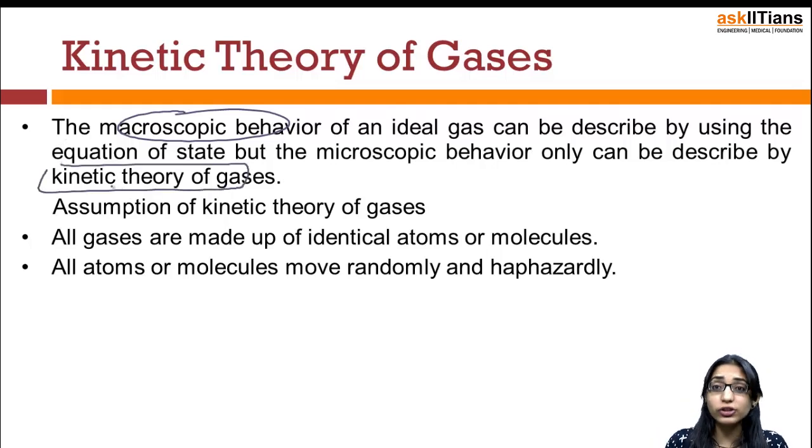Now, the assumptions which are to be taken in order to understand the kinetic theory of gases are: it supposes that all the molecules are made up of identical atoms or molecules. That means if I am taking a particular gas, that particular gas is made up of all identical atoms and molecules. Now, all the atoms or the molecules may be moving randomly and haphazardly. So that means there is not a fixed movement. Each and every single atom will be moving in a random fashion.